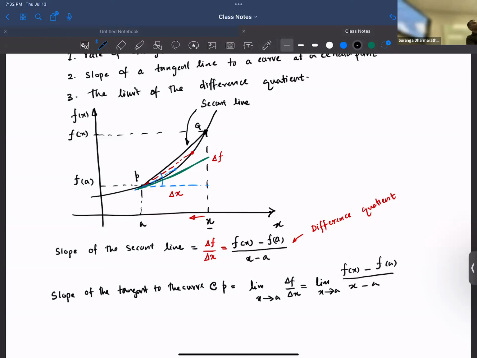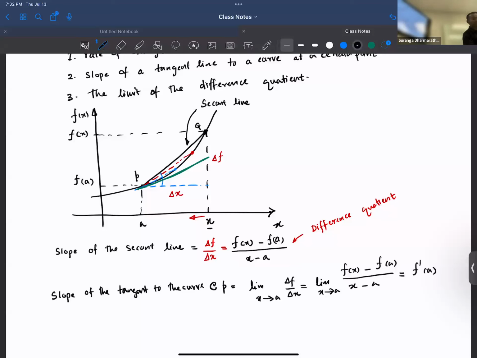Now, what we started with is the slope of the secant line, right? And when we move x towards a, what would happen? It would become the slope of the tangent at point P, at point P on the curve, where the x value is a. We call this f prime a.